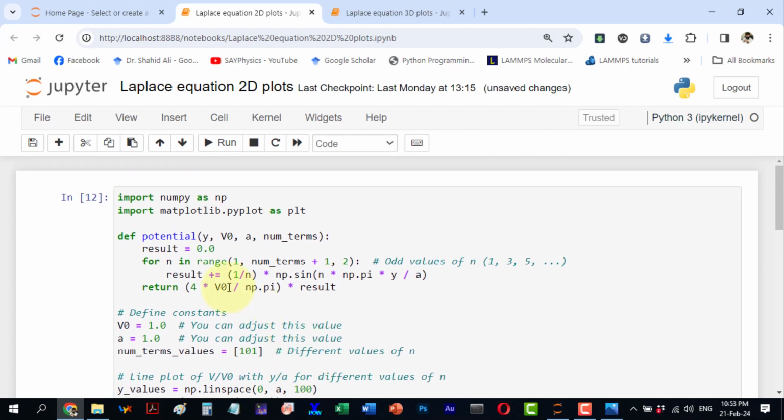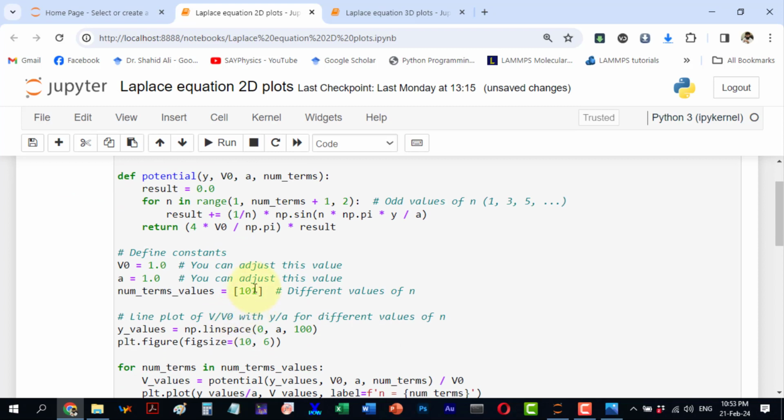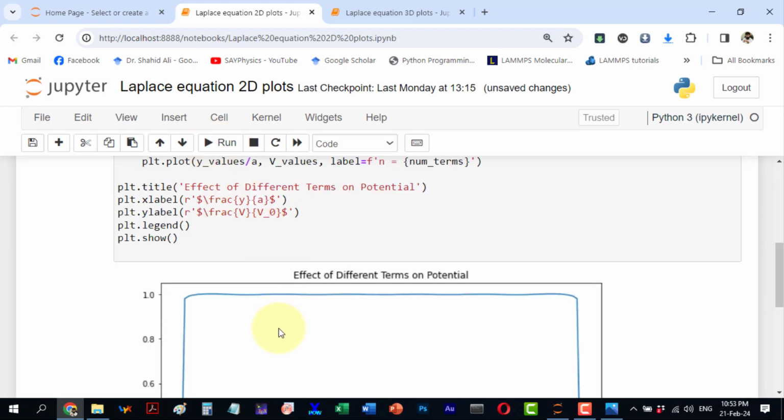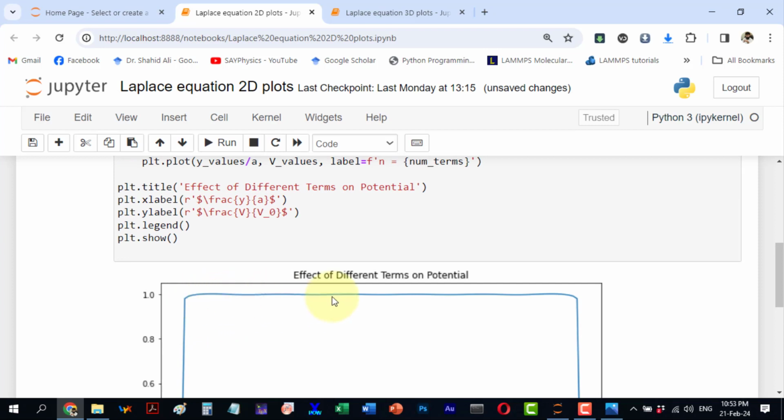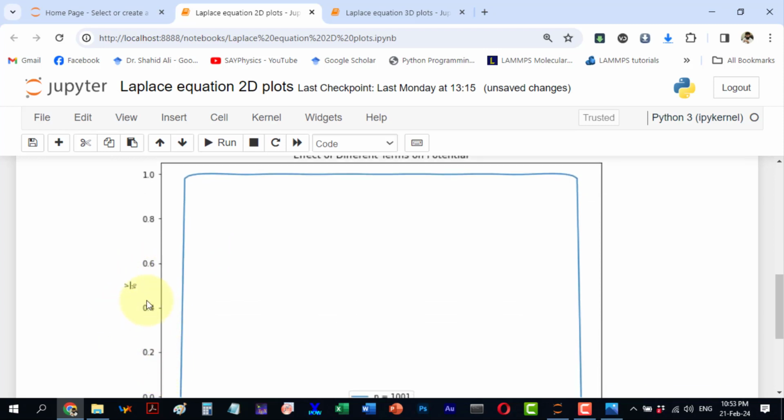while for terms like, let's say, 1001, it has almost become constant. So it has reached V over V naught and it is almost constant. So the more the number of terms, the more the accuracy, and we will reach a constant value, means our potential will reach V naught.